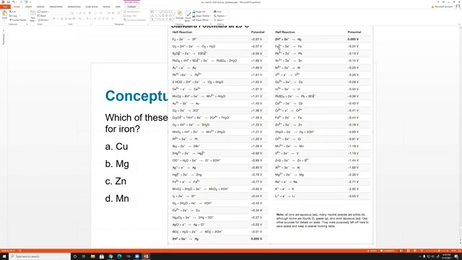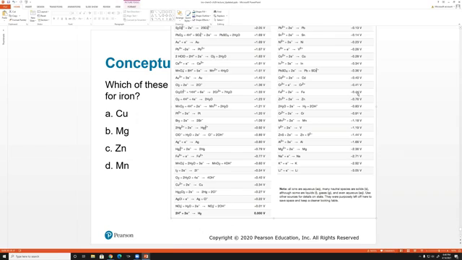So where's iron? Here's iron 3+ at negative 0.04, but usually it's iron 2+ for rust, so here's the other one, negative 0.44. All right, so let's see where copper is. Copper is up here. So copper's higher, which kind of answers our question already. Copper is higher, meaning it's more likely to be reduced, so it's not going to want to be oxidized more than iron does. So that's our answer. Magnesium, where's magnesium? Magnesium's all the way down here.